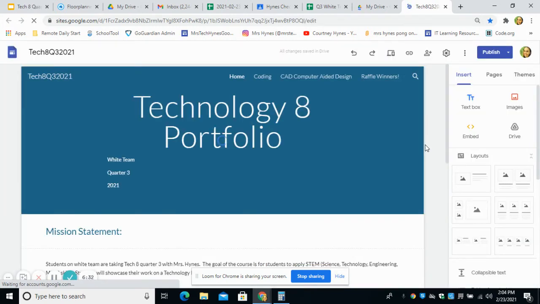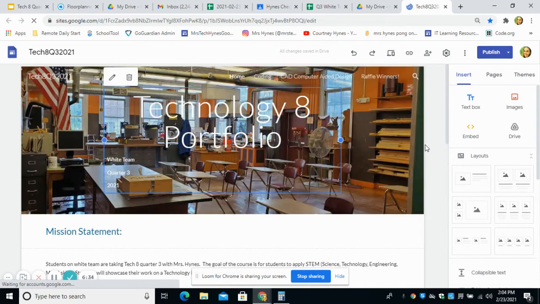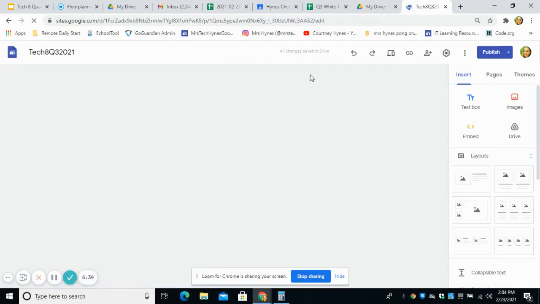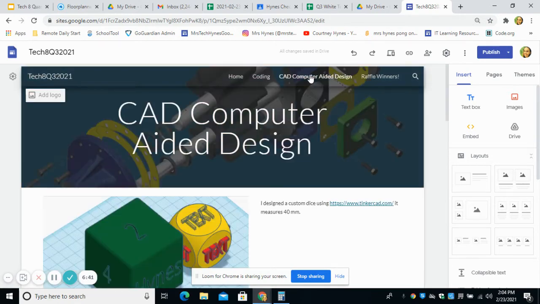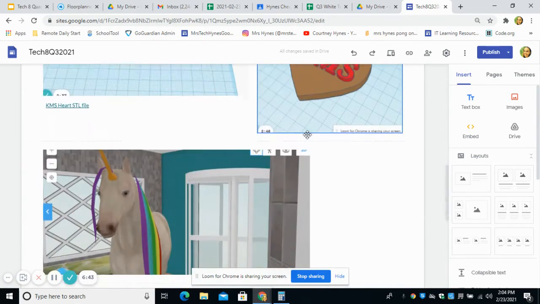And if you have not done so, I would definitely take some screenshots. If you were still designing yesterday, that's fine. You just want to show off your stuff. So make sure that on your CAD page you show off any screenshots of your design, right?